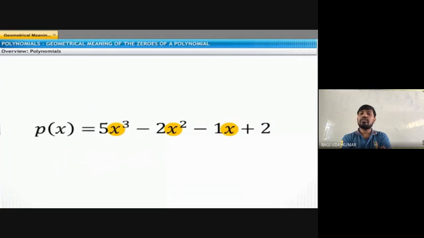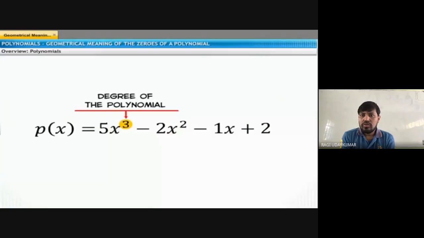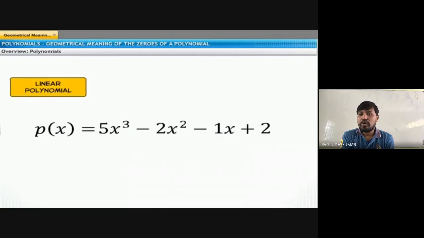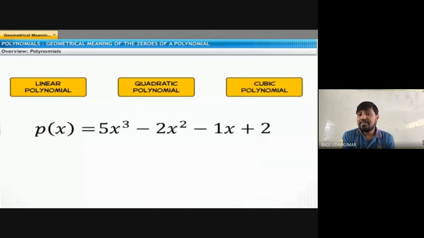Okay, so it is generally denoted by p of x or q of x. Whatever it may be, you can denote it. Polynomial, na? So whatever the highest power of the variable you are having, the highest power of the variable is called the degree of the polynomial. So the degree of this polynomial is 3. So based on the degree, the polynomial is divided into 3 types: linear, quadratic and cubic polynomial.